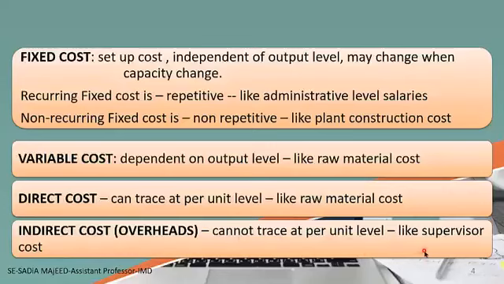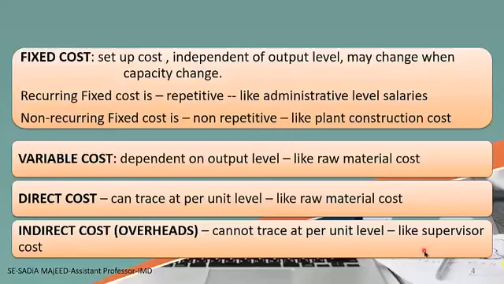For example, supervisor cost. Let's take the same example of producing plastic chairs. You are producing plastic chairs, and in a shift you produce 100 plastic chairs, and there is a supervisor who supervises that shift. Now, how much supervision does the supervisor give when a single plastic chair is being produced? You cannot trace it directly. What you can do, you can divide the total supervisor cost by the total output so that you can get the per unit supervision cost.